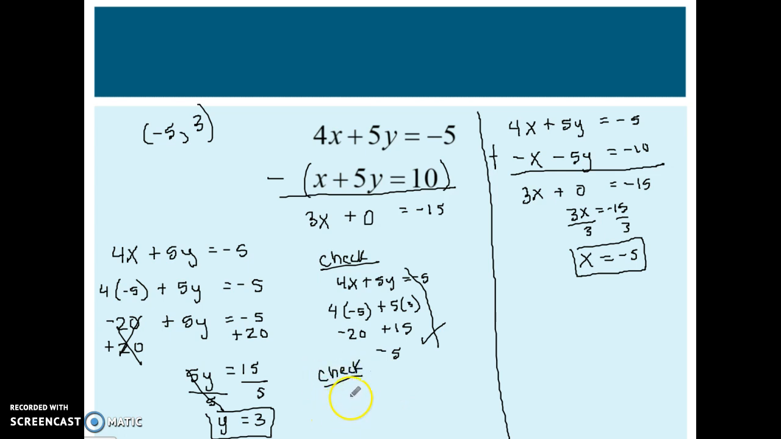So if I check my second equation, x plus 5y equals 10, where x is negative 5 and y was 3. We want to see if that equals 10. Negative 5 plus 15, that does equal 10. So that one also checked out.